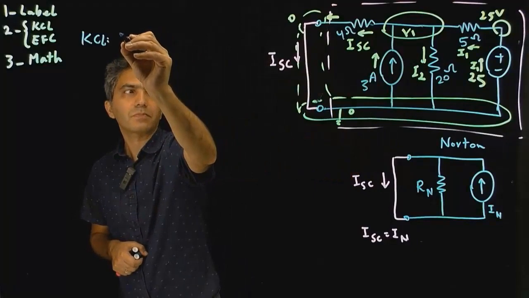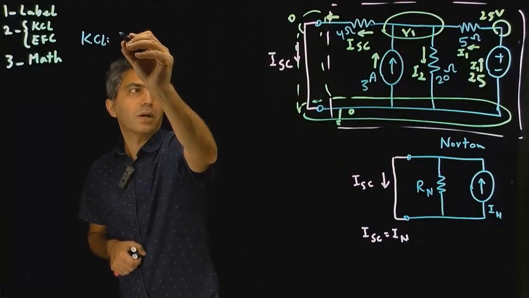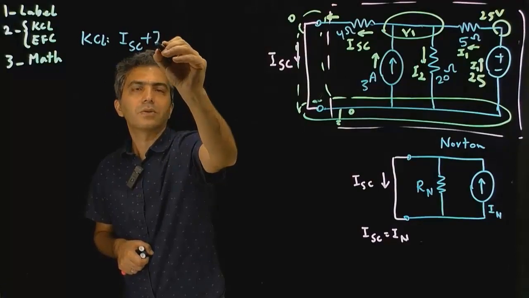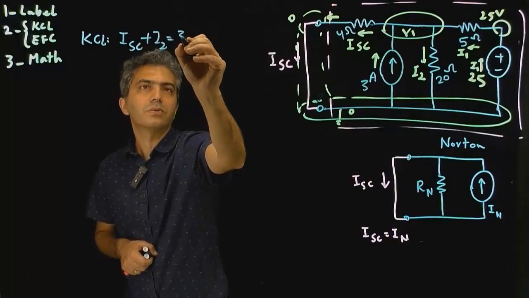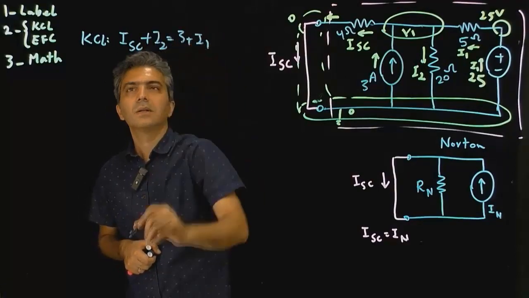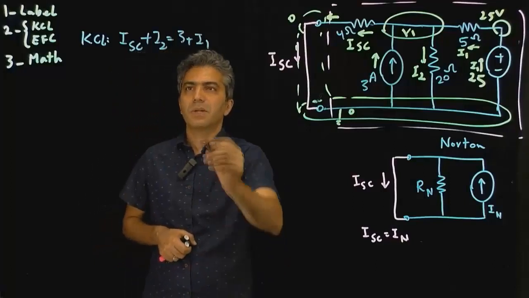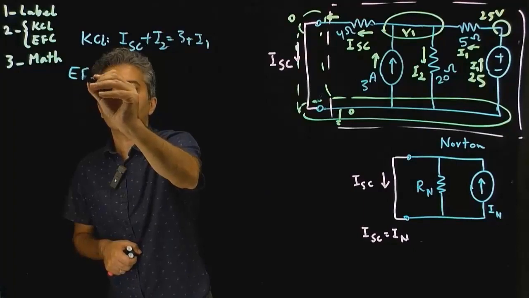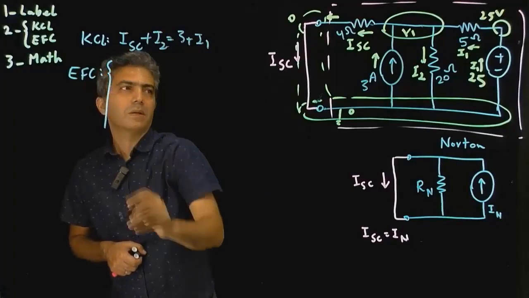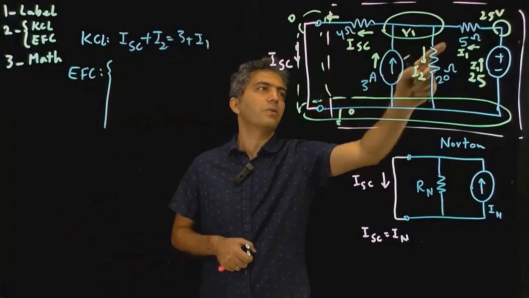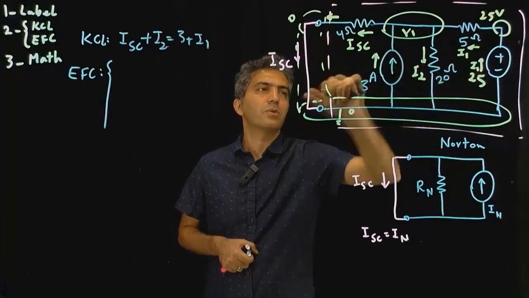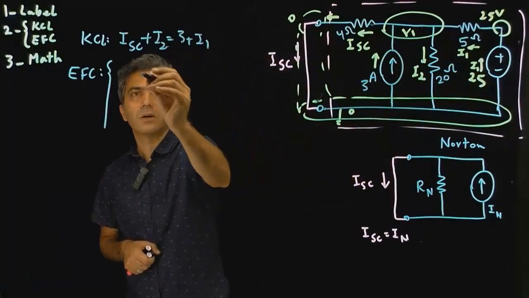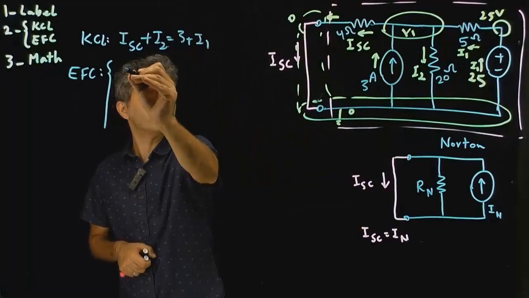So I short circuit plus I2 is equal to 3 plus I1, and that's the only KCL that we have to write. Then we move on to the equations for components. Again, we have 1, 2, 3, 4, 5 components. Those two are already taken care of. So these are the 3 components where I write the equations for them.